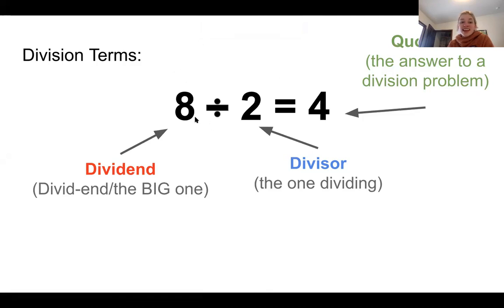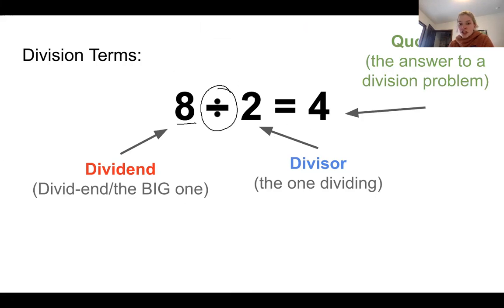So for instance, the 8 would represent our dividend. This is the biggest number, right? Kind of like subtraction. We put the biggest number first, so then we can get a positive number for our answer. So 8, the dividend.